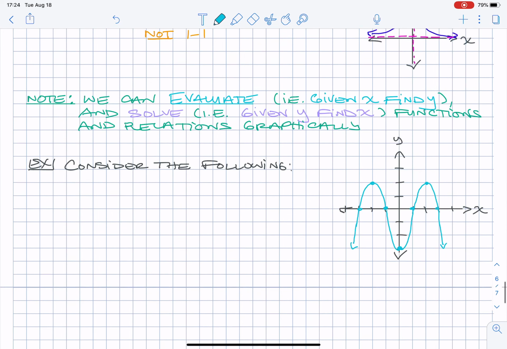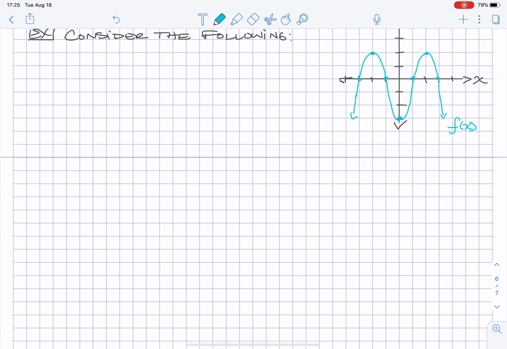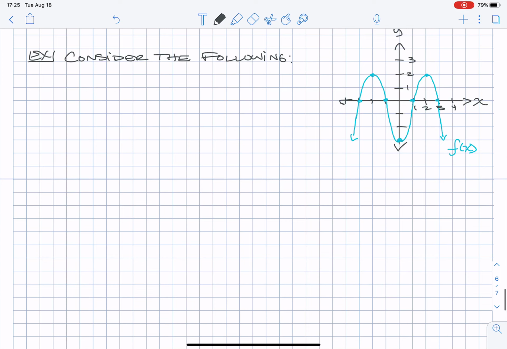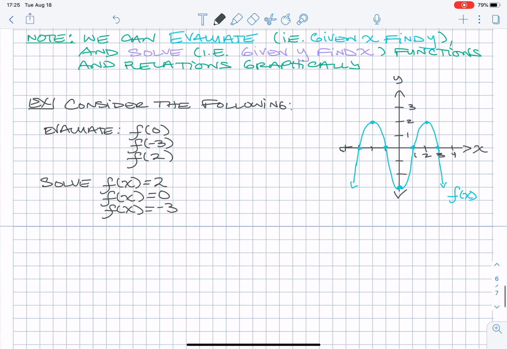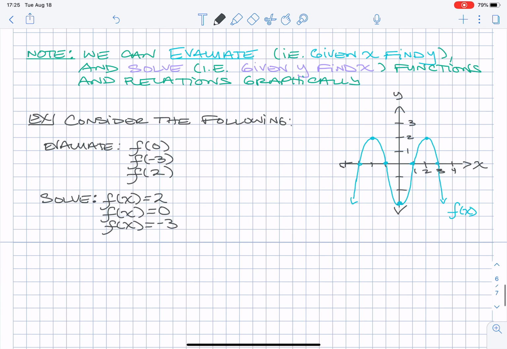Okay, so this is my function f of x. So this would be 1, 2, 3, 4. 1, 2, 3, etc. So each tick mark is a single unit. So let's evaluate f of 0, f of -3, and f of 2, and then let's solve f of x equal to 2, f of x equals 0, and f of x equal to -3. I know I'm trying to force it onto this page, but I think we can do it.